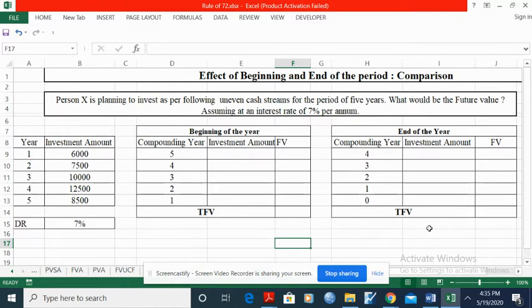Mr. X is planning to invest 6,000 rupees, 7,000 rupees, 10,000, 12,500 rupees, 8,500 rupees over a 5-year period of time. It is of course an uneven cash stream because each year he is paying a different amount, at a discount rate of 7%. Now the bank is giving an option of whether he can choose the beginning of the period option or the end of the period. So what does beginning of the period mean?